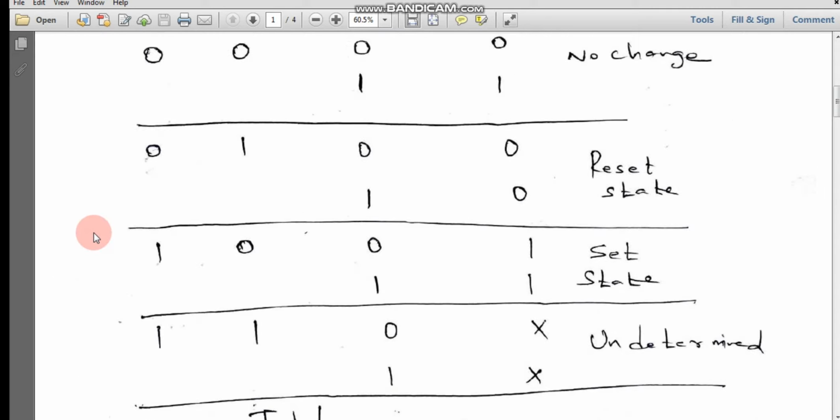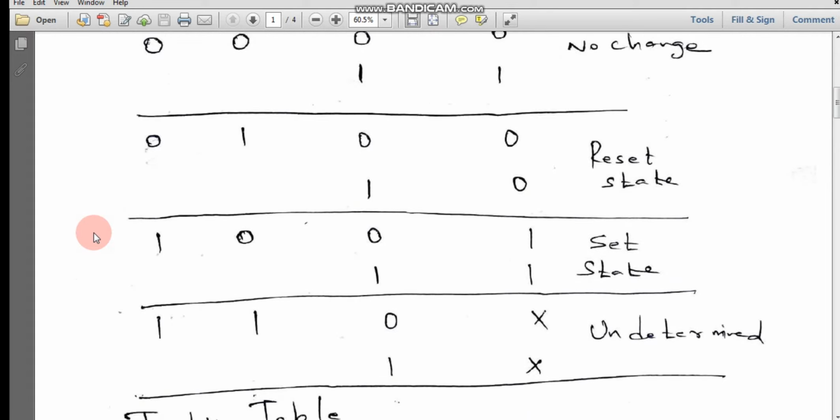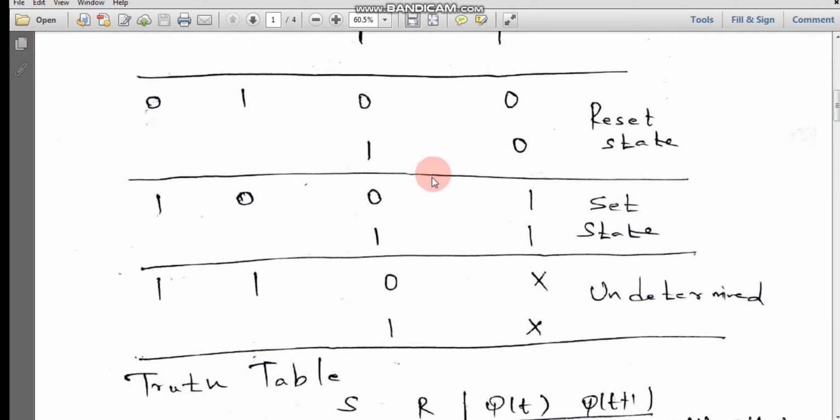And the third one is 1 0, that is, S is 1 and R is 0. In this condition, if the Q of t value is 0, then Q of t plus 1 is 1. In this combination, if the Q of t value is 1, Q of t plus 1 is 1. Whatever the Q of t, the next state Q of t plus 1 is 1. So it is called the set state. For the set state it doesn't consider Q of t, so the output is set to 1. Whenever S is equal to 1, Q of t plus 1 is 1.